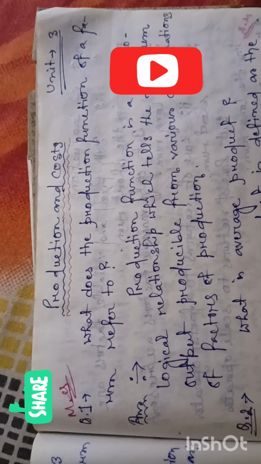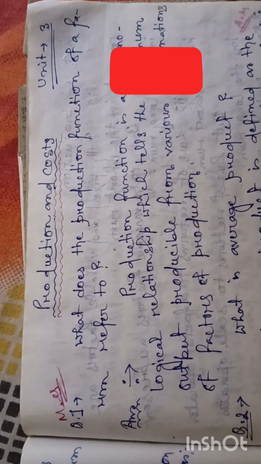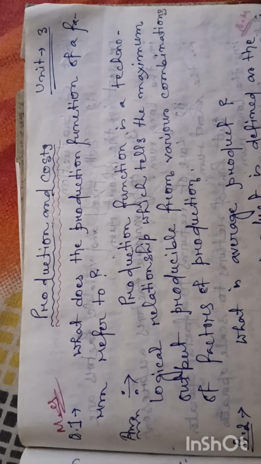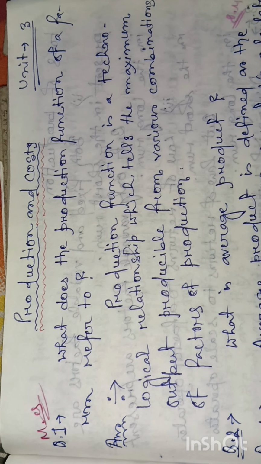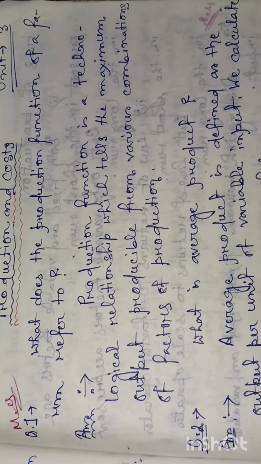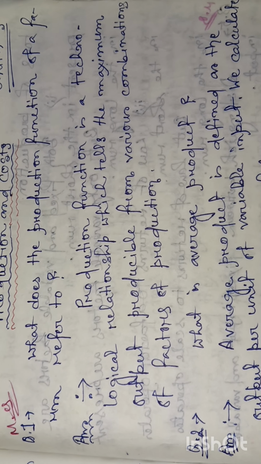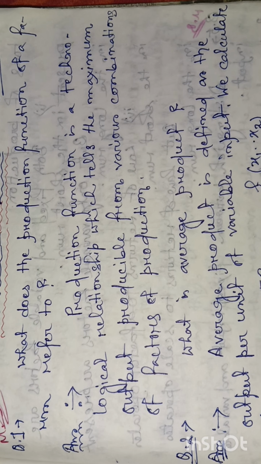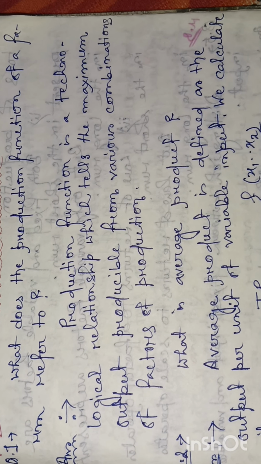Production and costs. Question number 1. What does the production function of a firm refer to? Production function is a technological relationship which tells the maximum output producible from various combinations of factors of production.